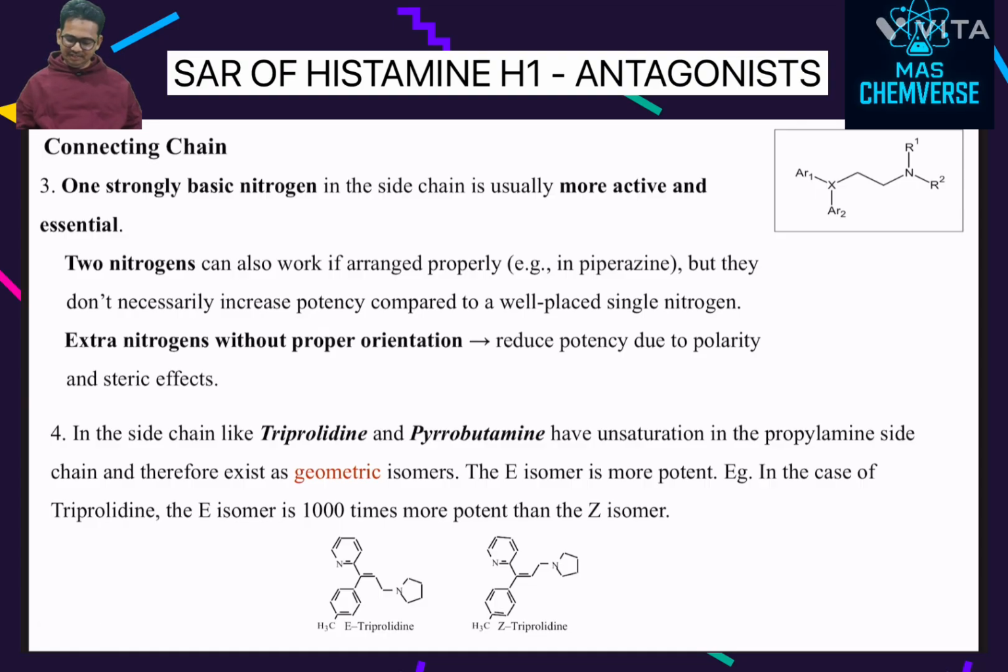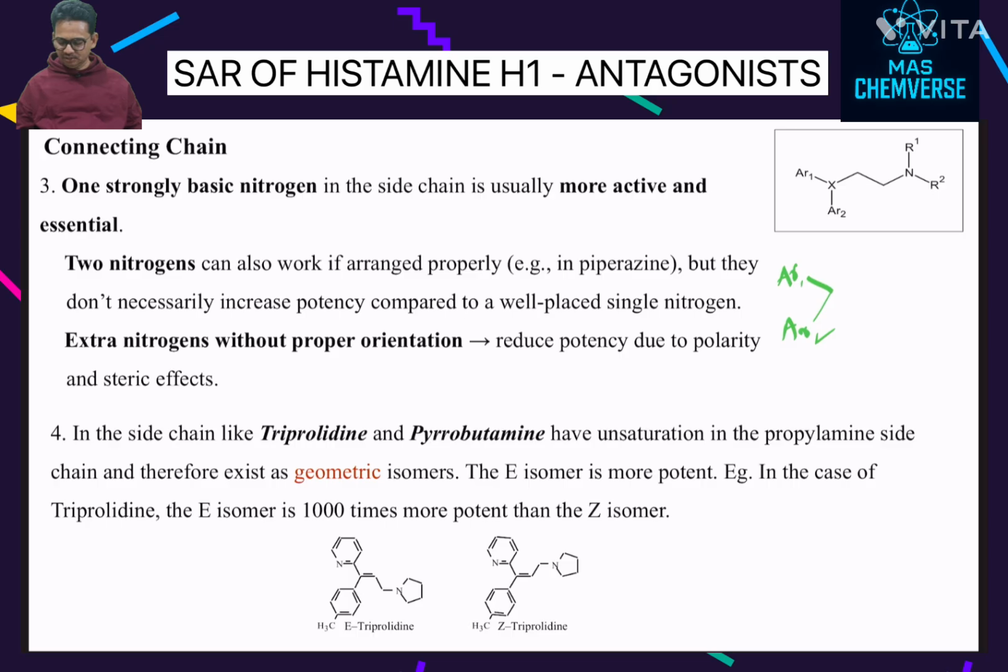Sometimes in the side chain there will be two nitrogens. How will it be? Here you might see one aromatic ring, AR1, and here you can see AR2. Here sometimes one nitrogen, then two carbons. Then you can see here one nitrogen with R1 and R2. In this case, one nitrogen should be more basic.